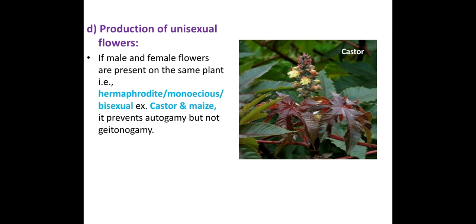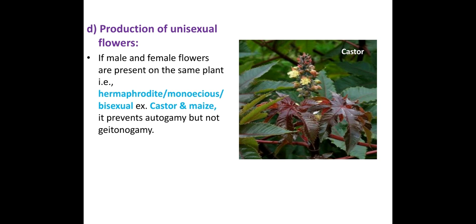This prevents autogamy but not geitonogamy. Autogamy is prevented. What is autogamy? The pollination in the same flower, that is prevented. But geitonogamy is not prevented. What is geitonogamy? It is a pollination where the pollen from the anther falls on the stigma of another flower of the same plant. It is from the same plant but two different flowers are undergoing the pollination here. That is called geitonogamy. So this will prevent autogamy, but geitonogamy is not prevented.